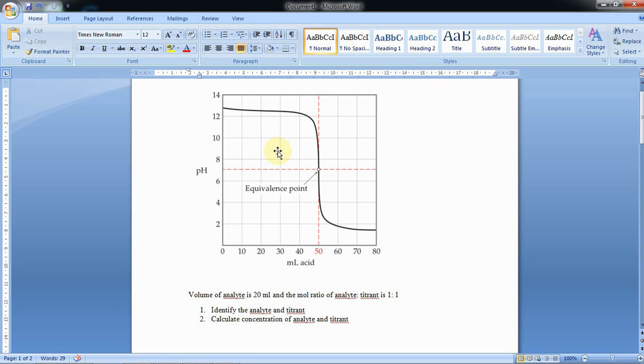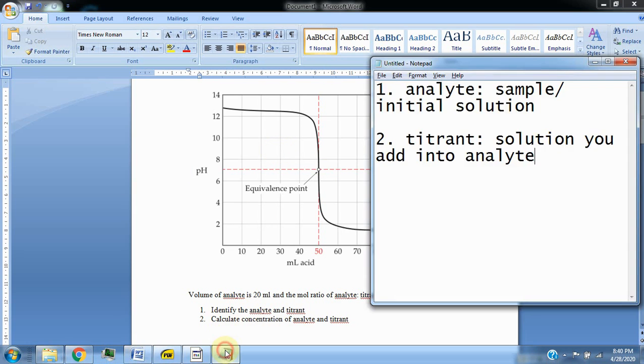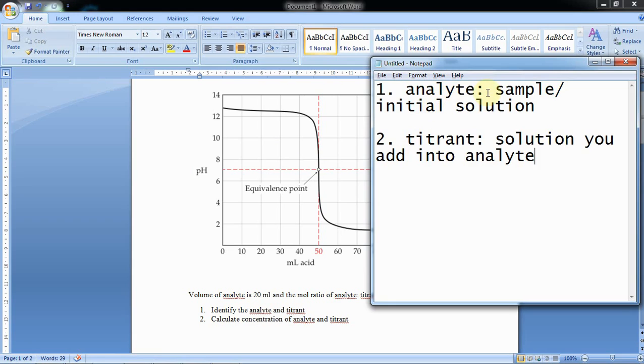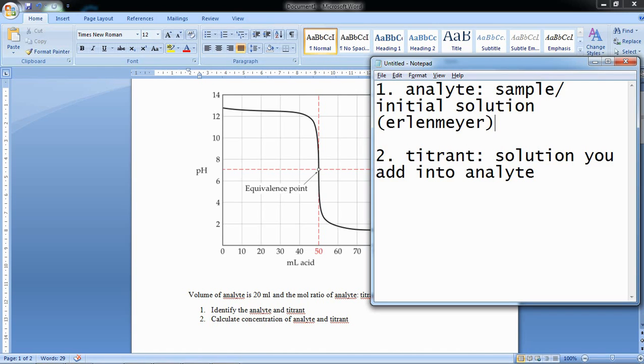So first you might want to revisit what is analyte and what is a titrant. Analyte is something that we analyze in a titration. If you remember, the one that you put in the Erlenmeyer is the analyte. It is the sample, or what we call the initial solution. Meanwhile, the titrant is the solution that you put in the burette and add into the analyte. So this one is in the Erlenmeyer, and the titrant you usually put in the burette.